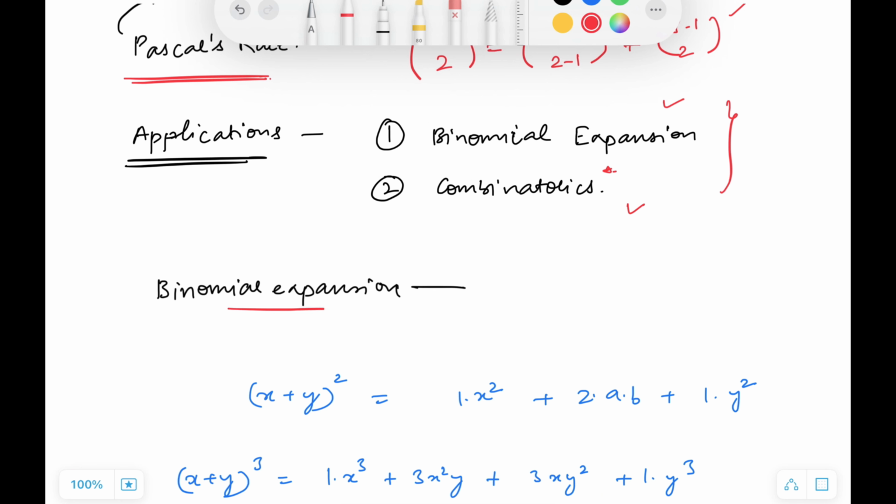What is a binomial expansion? You must be aware of the formula that (a plus b) whole squared is equal to a squared plus b squared plus 2ab.